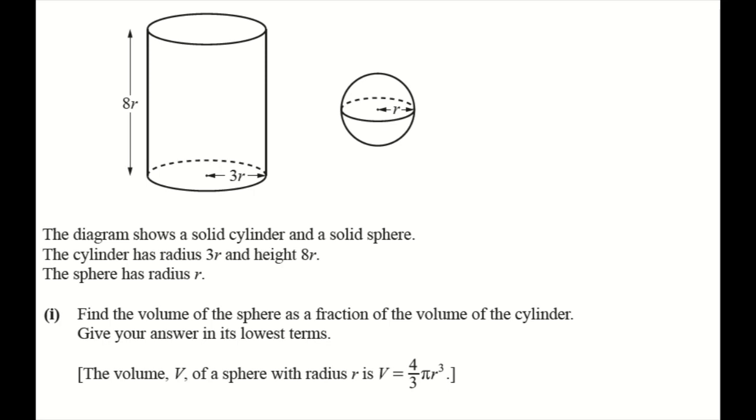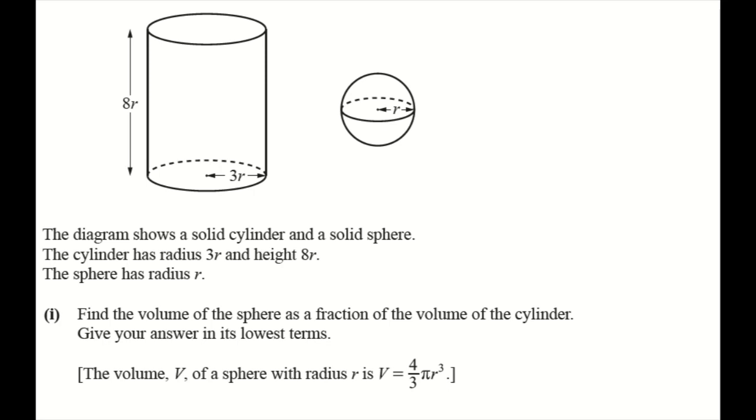Okay, now we have the big question, I mean the second section of this question. So we've got two solids here: a cylinder and also a sphere. It was stated that the diagram shows a solid cylinder and a solid sphere. The cylinder has radius 3r and height 8r. The sphere has radius r. Find the volume of the sphere as a fraction of the volume of the cylinder. Give your answer in its lowest terms.